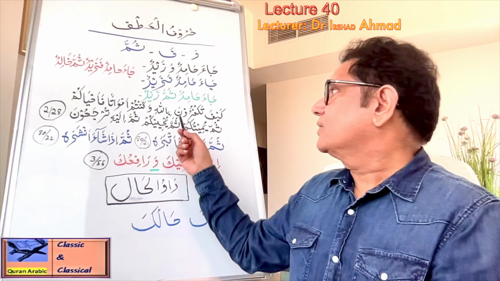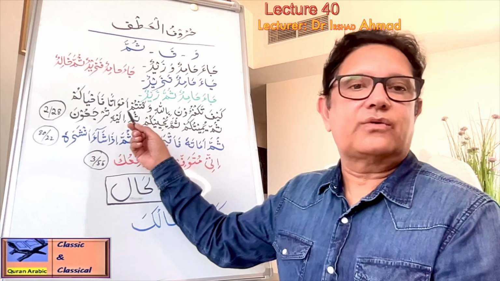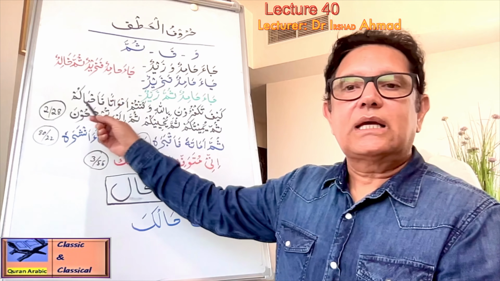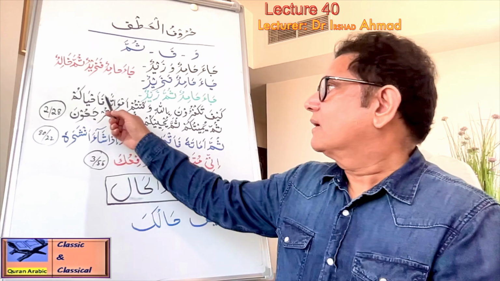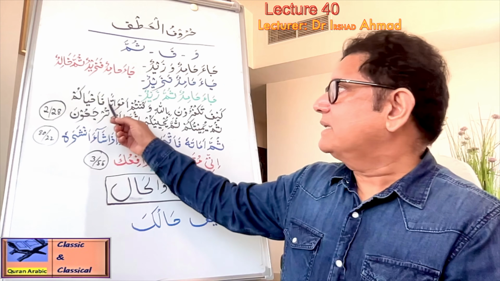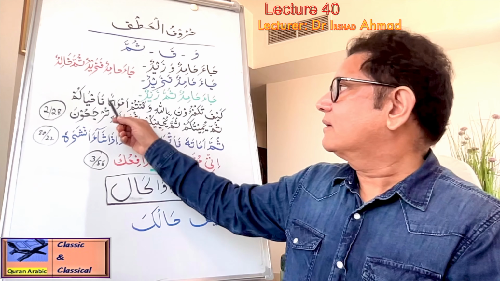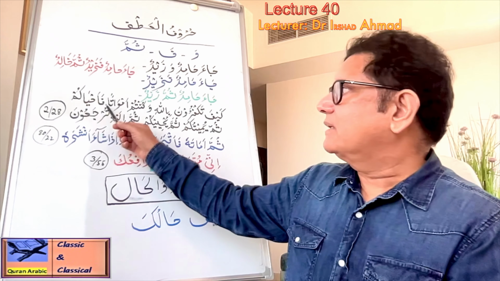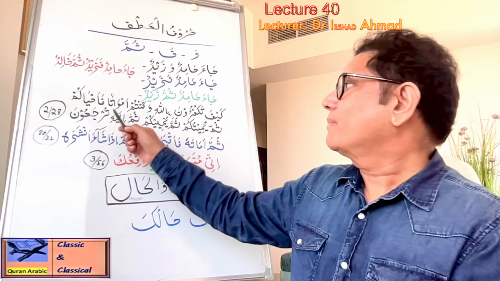"وَكُنْتُمْ أَمْوَاتًا", you were lifeless. You were dead, or you were lifeless. "فَأَحْيَاكُمْ", so He gave you life. He made you alive. Look here, focus here that fa has been used here. So when you were dead, you were lifeless, it appears that you are quickly brought to life.